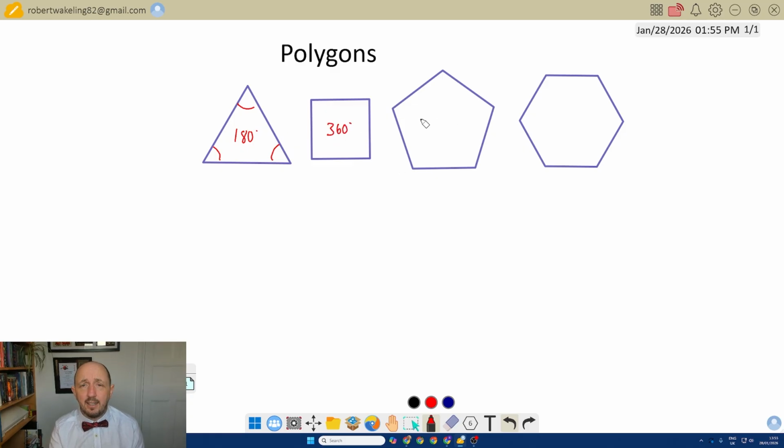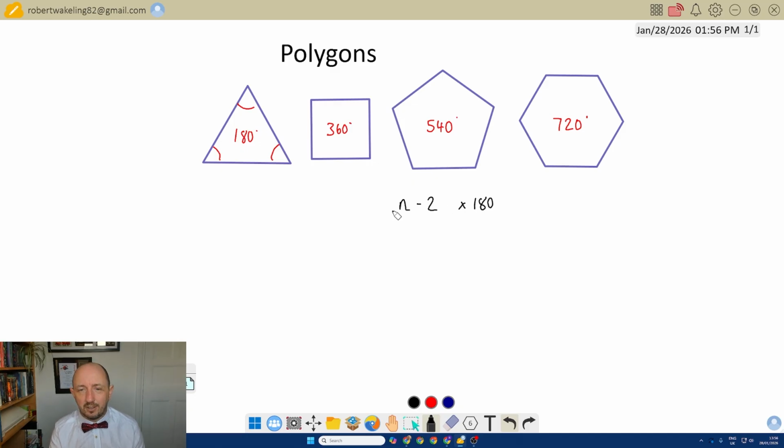And the pattern is, every time we add a side, we add another 180 degrees. So 360 plus 180 is 540, and then a six-sided shape is 720. Now, we don't need to remember these necessarily, like a six-sided shape has 720. We use a formula to help us because that will apply to any shape. And the formula is the number of sides n, take away 2, and then we times by 180.